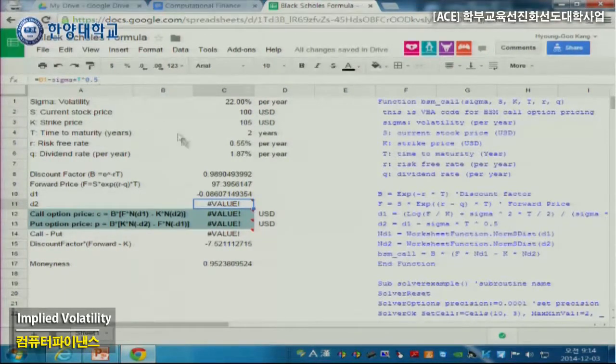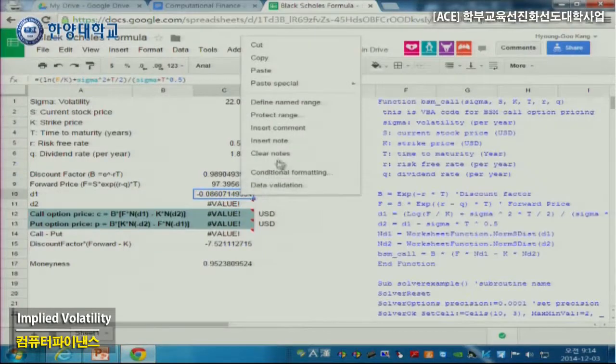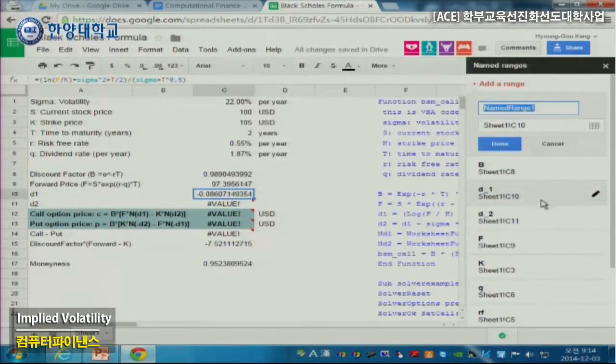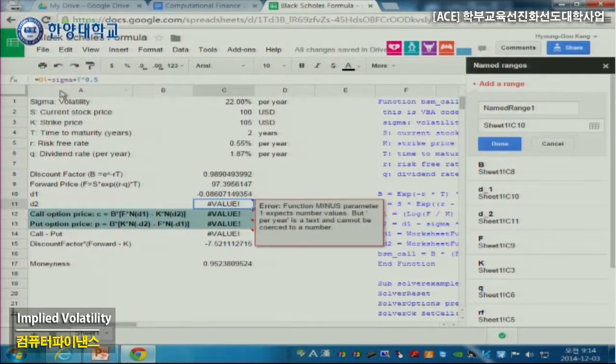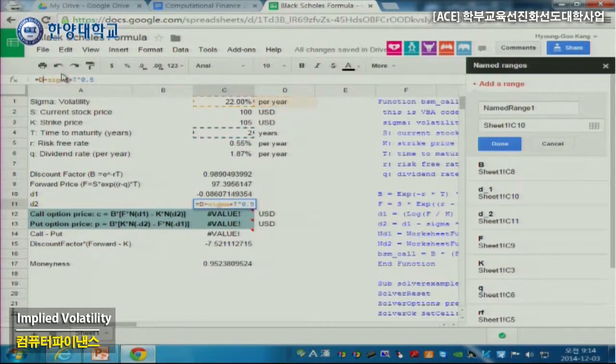Not T1, okay? This is the cell. T1. Okay. The name range is T underbar 1. So T underbar 1. Okay? T underbar 1.